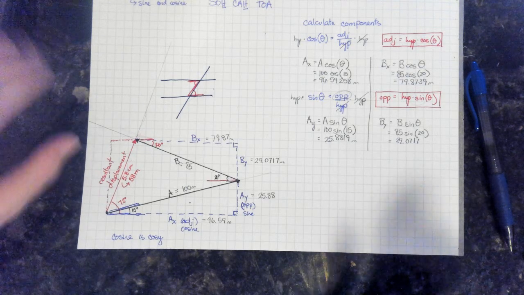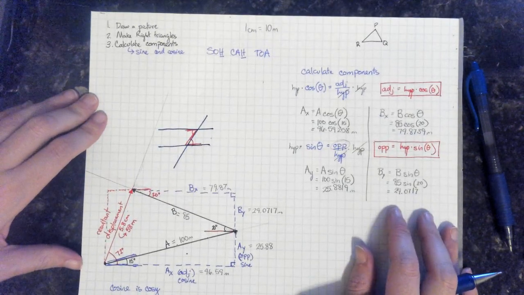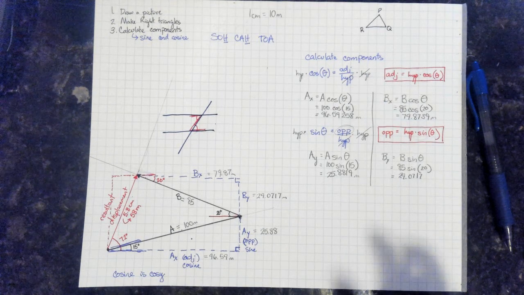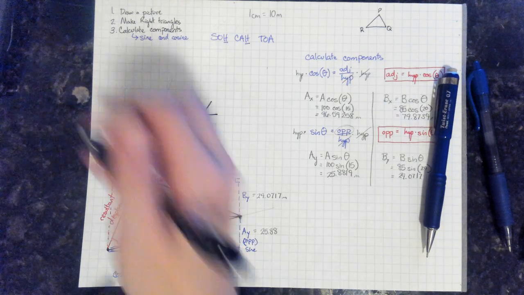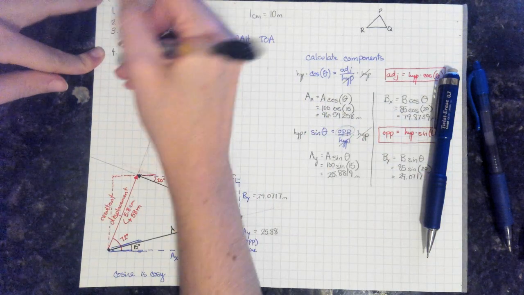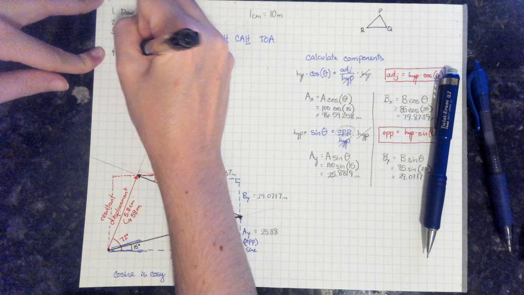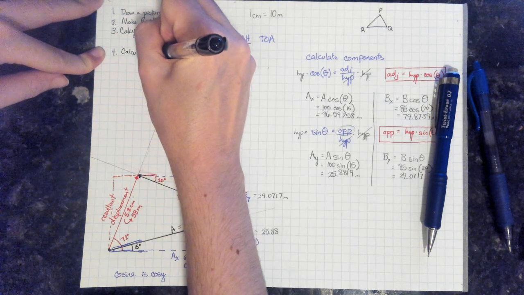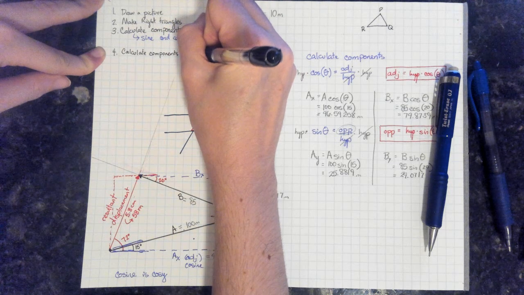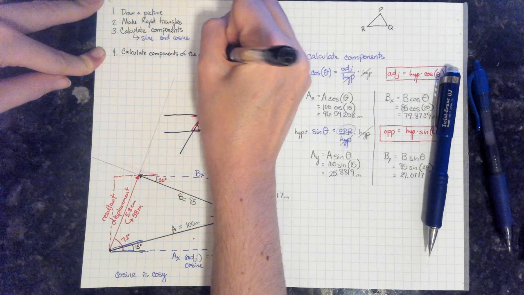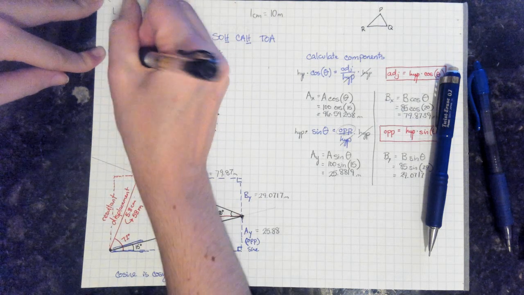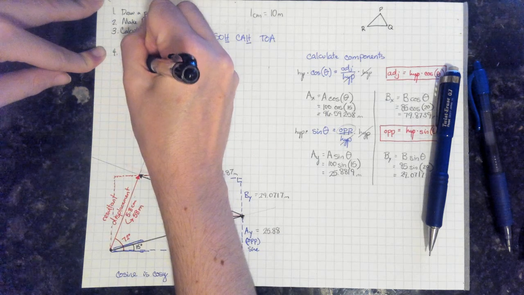Okay, so we've got all the components figured out. So what do we need to do next? The next step is going to be to calculate the components of the resultant. And this is just addition and subtraction.